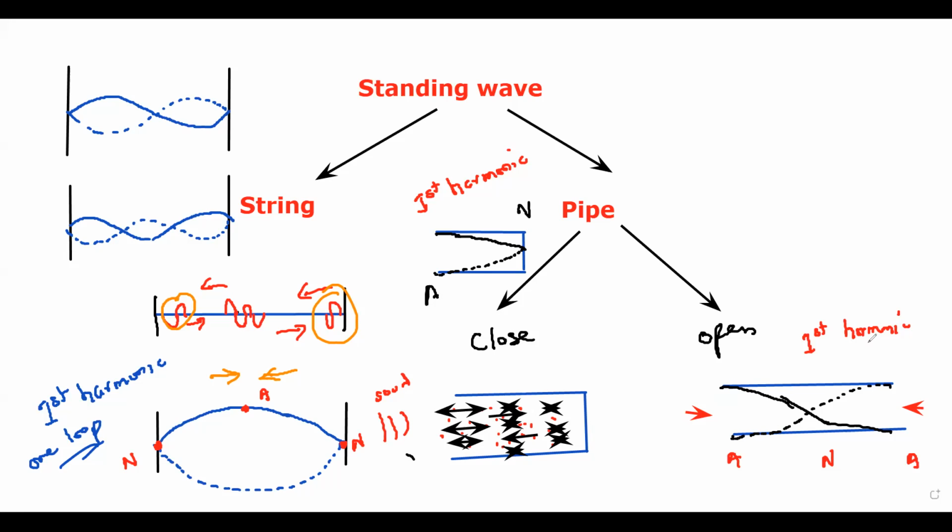When two waves traveling in opposite directions combine, they result in the formation of a standing wave. A standing wave can be produced in a string, and in a pipe as well. In the case of a pipe, it can be an open pipe or a closed pipe. An open pipe means it is open from both ends, whereas a closed pipe means it is closed from one end.